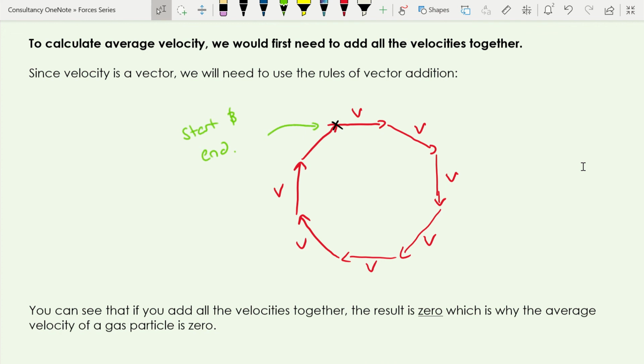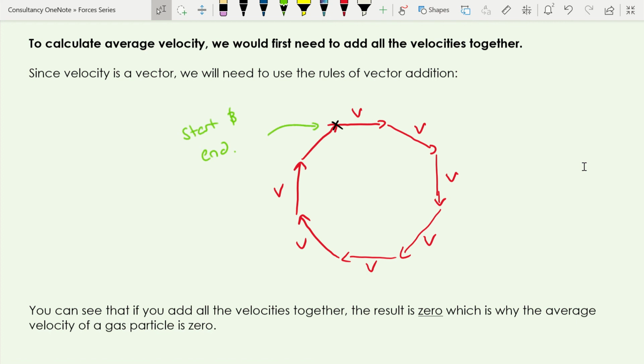We've formed a closed shape. And that means if you add all the velocities together, you will get a value of 0. So when we divide that by the number of particles, that number still comes out to 0. So in a gas, if you take an individual particle and monitor it over a long enough period of time, its average velocity sums to 0.